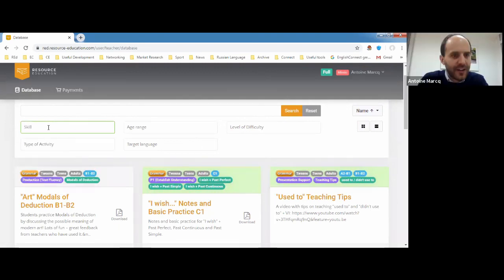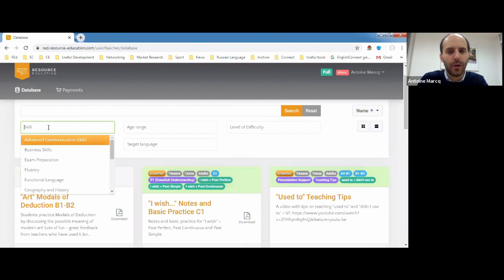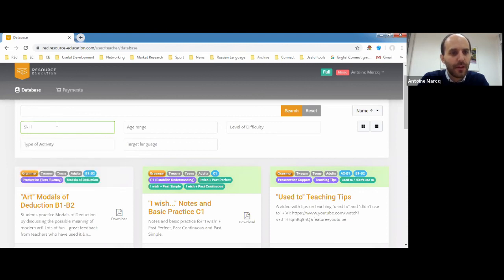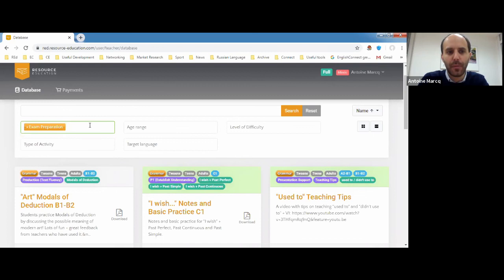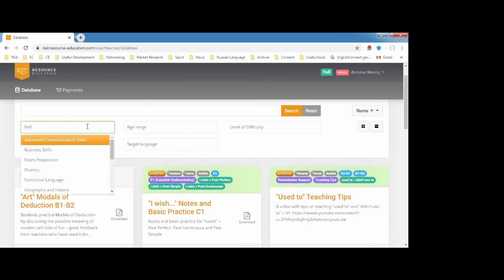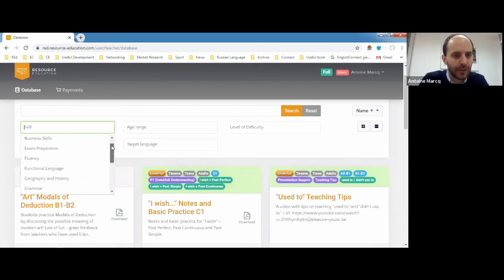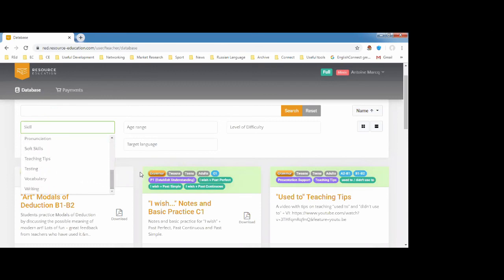Now look, we're going to work on perfecting the search engine as well. But just for you to see, for example, YEGE stuff, you can find it under exam preparation here. In skill, you have different categories of skills that you might want to practice in your lessons. And you see that sometimes there's more than one.